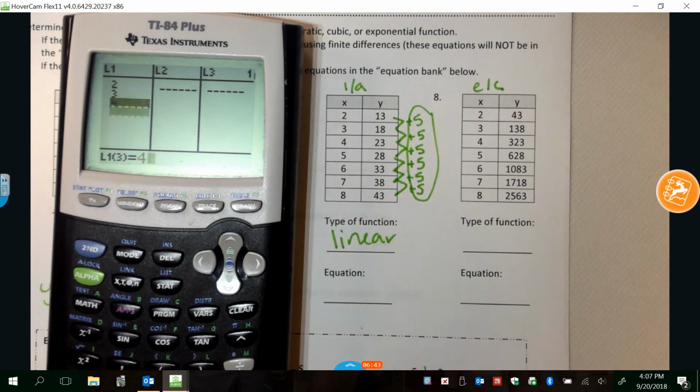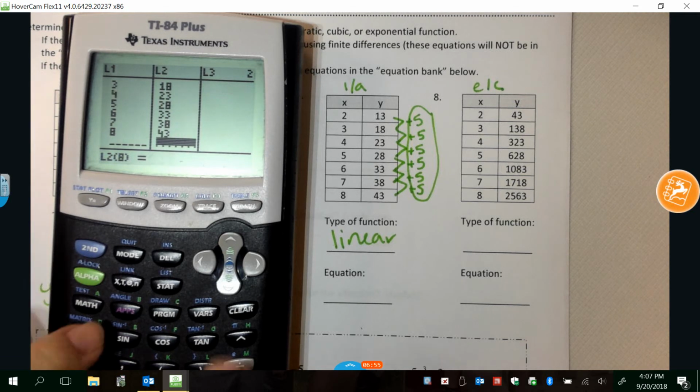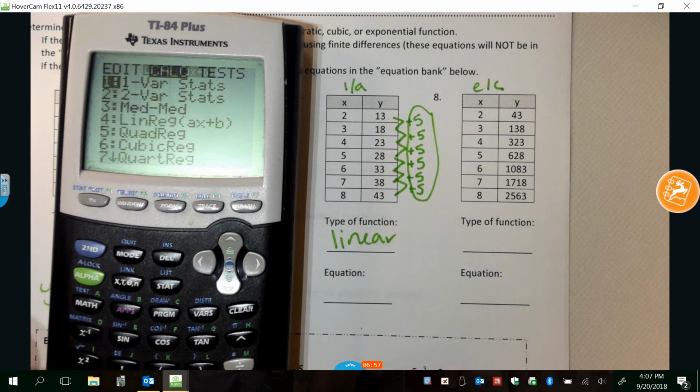2, 3, 4, 5, 6, 7, not 78, 7, 8. 13, 18, 23, 28, 33, 38, 43. Stat right 4, because this is linear.